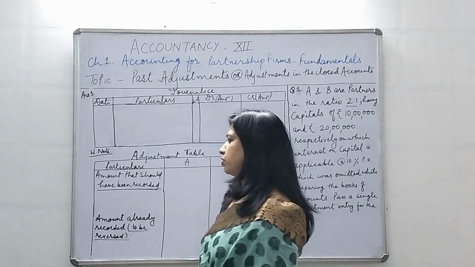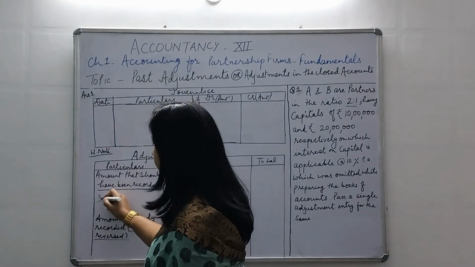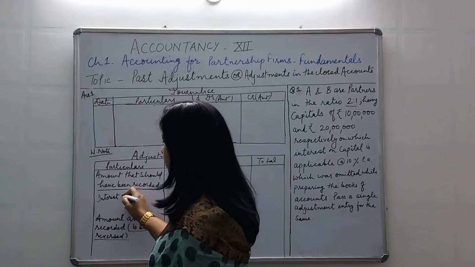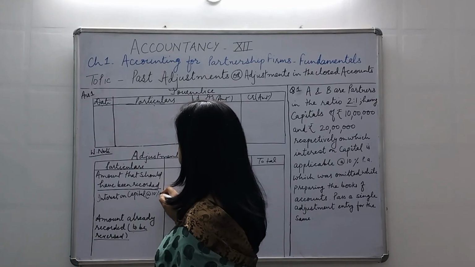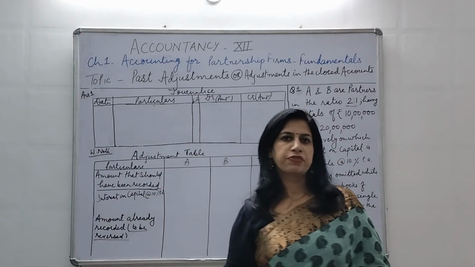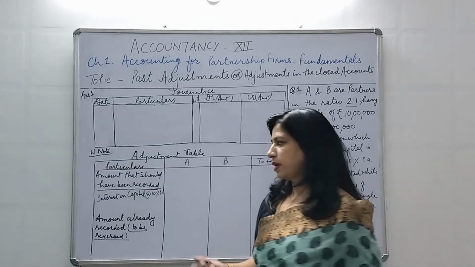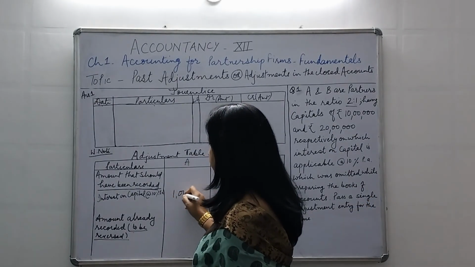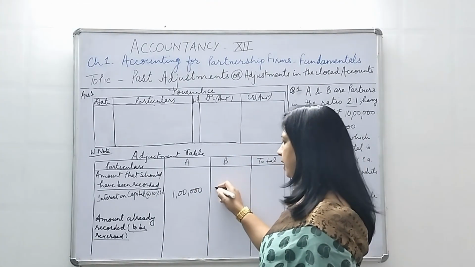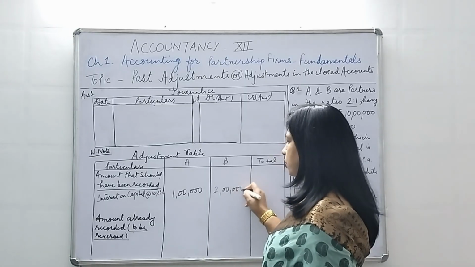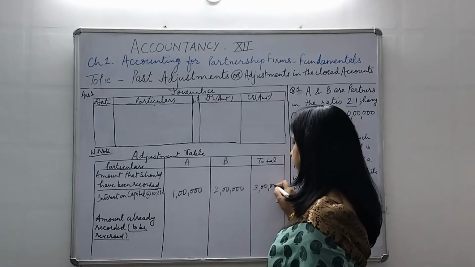Okay, so the amount that should have been recorded. In this we are going to write interest on capital at the rate of 10% per annum. The capital of A is 10 lakh rupees. So 10 lakh into 10% will give us 1 lakh as the interest, and for B it will be 2 lakh because B's capital is 20 lakh, and in total the interest comes out to be 3 lakh.